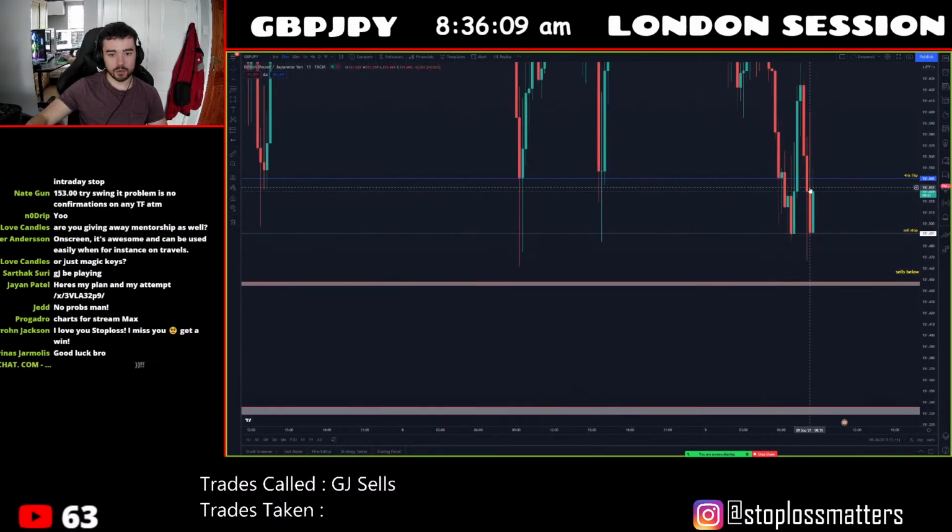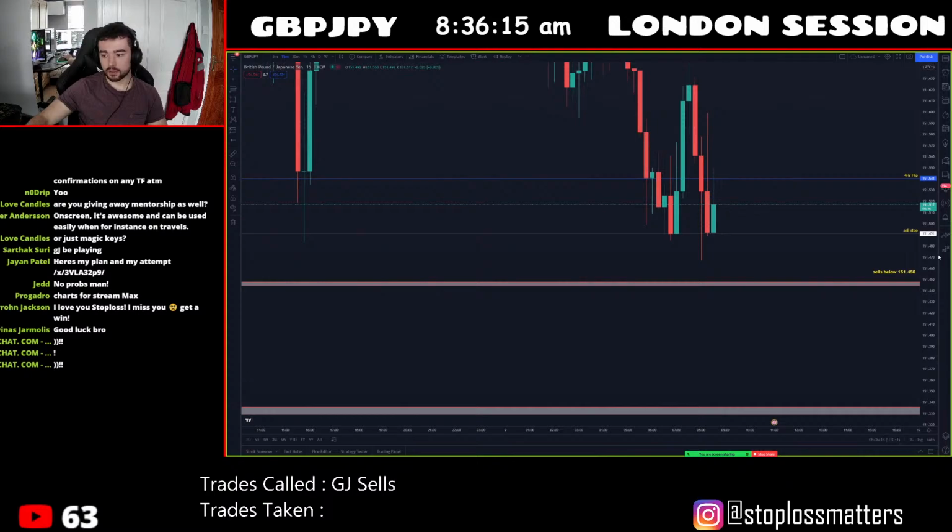The reason why I like it is because now we've got a candle closure. These are all wicks. We've got actually like full solid candles, so it should be good over here.